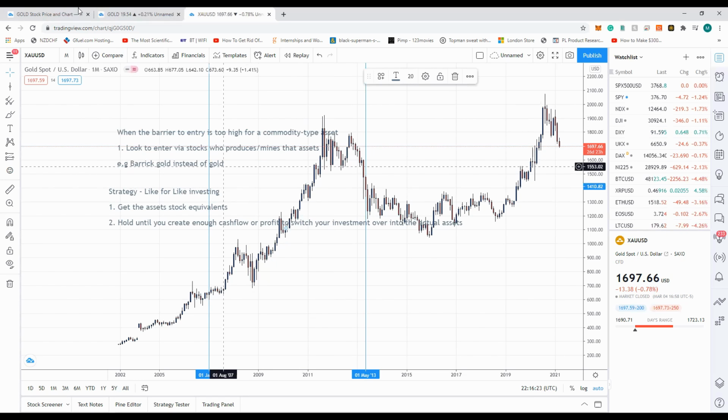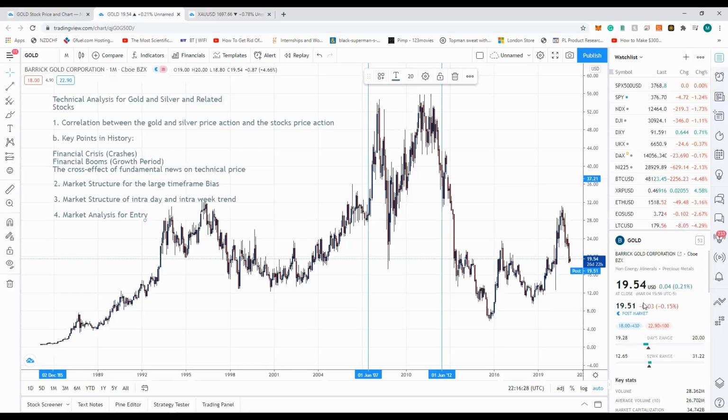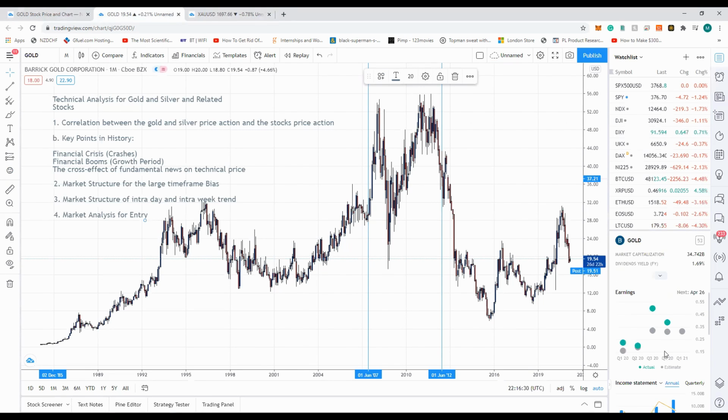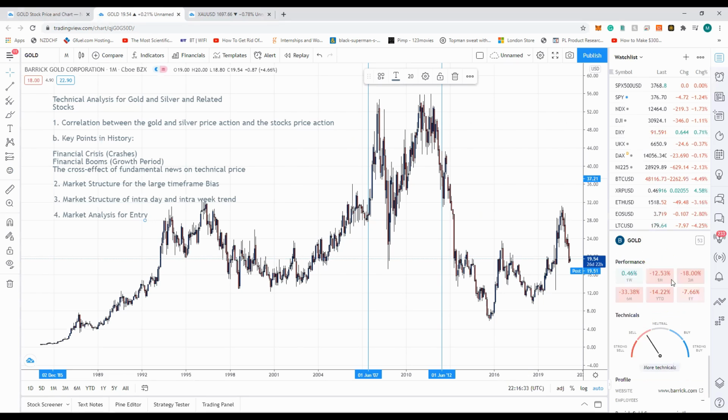Now, to end off, I'll introduce Barrick Gold a little bit. Let's just have a look at their company. With TradingView, why I like it is very simple. Of course, you can do your own research outside of it. It has technicals here.